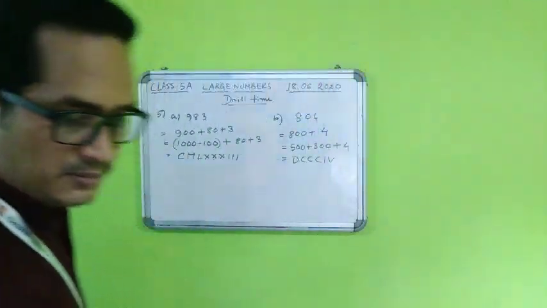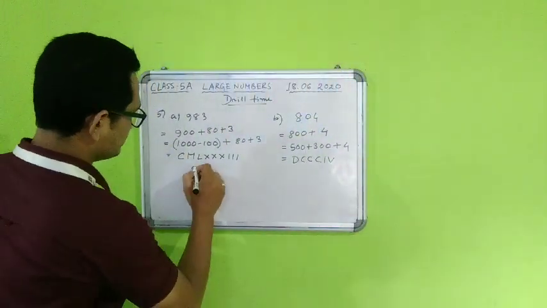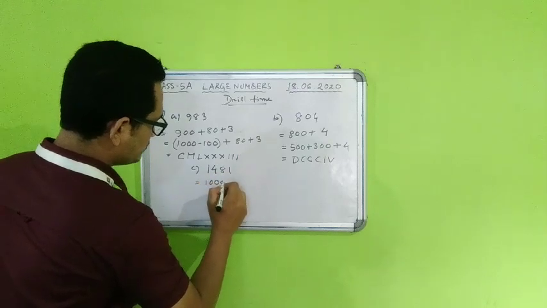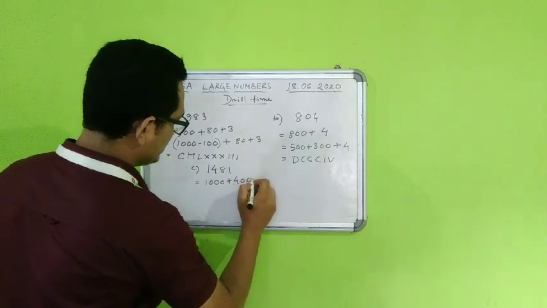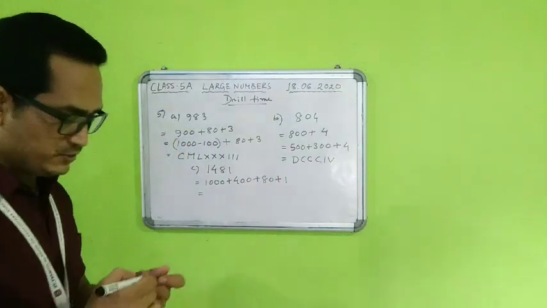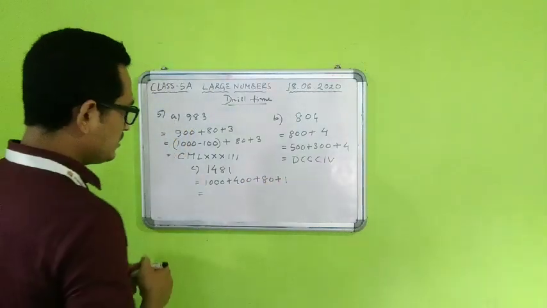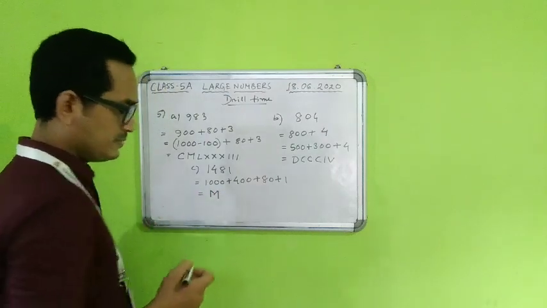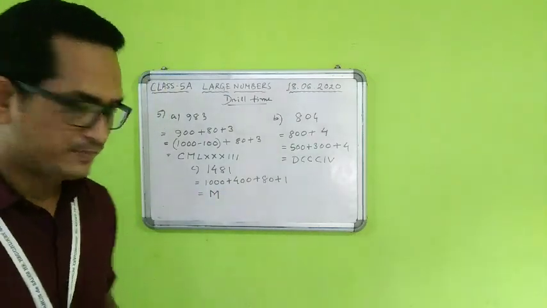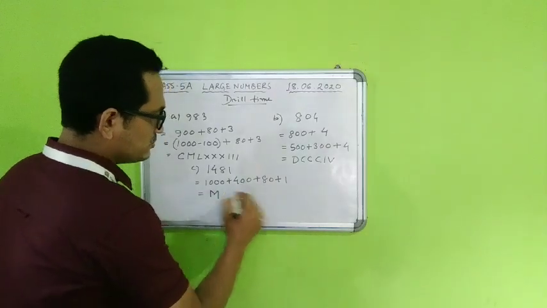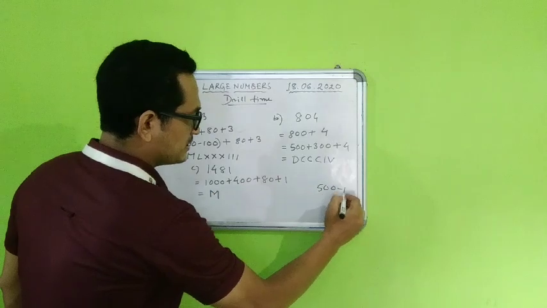And there is one more number, C: 1481. So it can be broken as 1000 plus 400 plus 80 plus 1. Now 1000, students, we know directly that 1000 will be exactly M, because 1000 has a direct symbol M. 400 we cannot write directly. It has to be written as 500 minus 100.